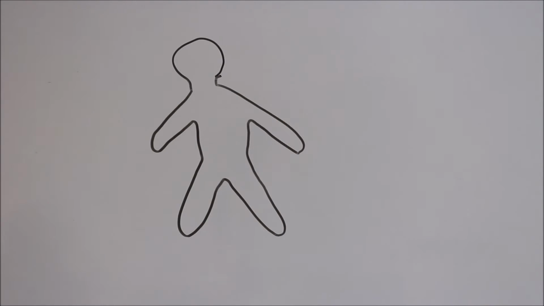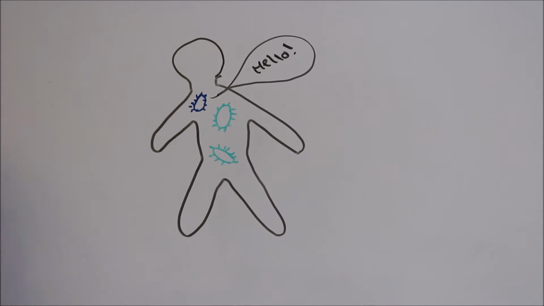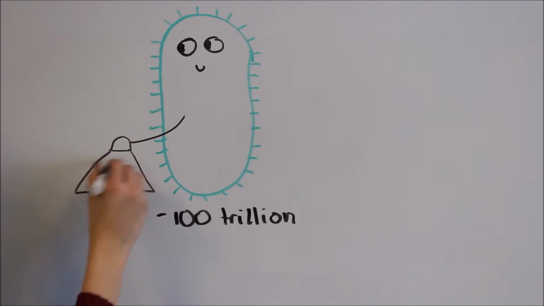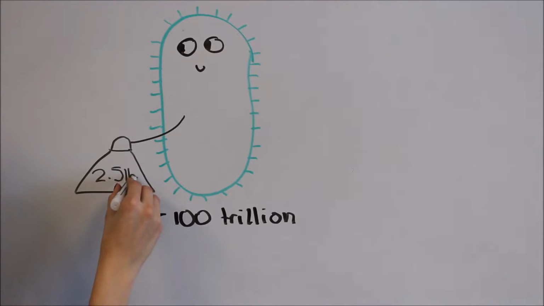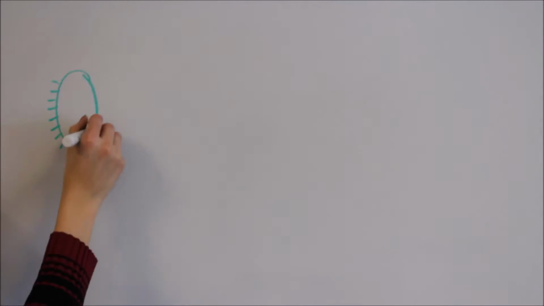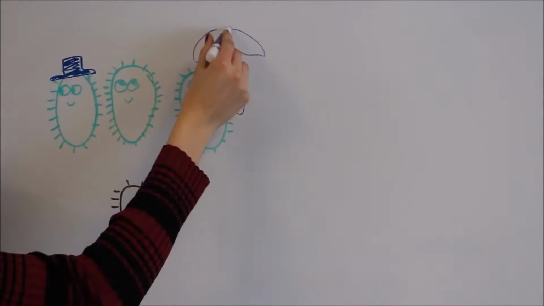So what is the human microbiome? The human microbiome is the community of microbes found in our bodies. There are approximately 100 trillion microbial cells, and if you put them together, they weigh about 2.5 pounds. They have a genome of 8 million genes compared to the human 20,000. There are also 3 times more bacterial cells than human ones. There is high bacterial diversity, and there are hundreds of different species.